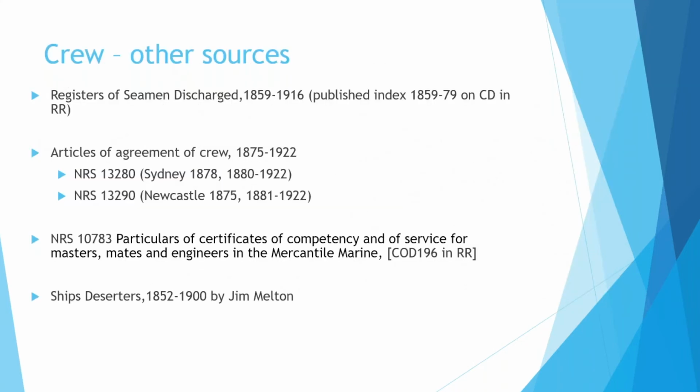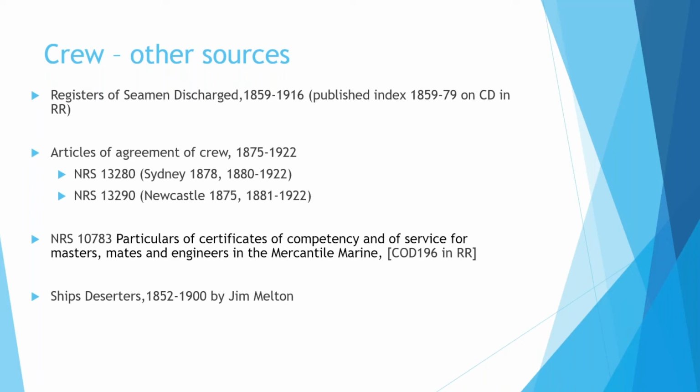So looking at other sources, we have quite a lot. We have a few records relating to crew that give quite good information. The registers of seamen discharged, which goes from 1859 to 1916. There is a published index going up to 1879, which is on CD in the reading room. Then the articles of crew, agreement of crews, which is a very good record, 1875 to 1922. And there are two separate series there, one covering Sydney and one covering Newcastle.